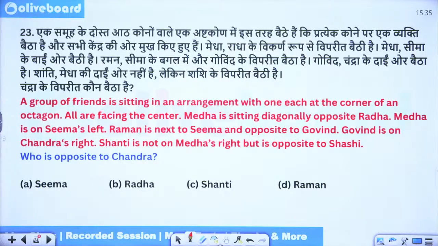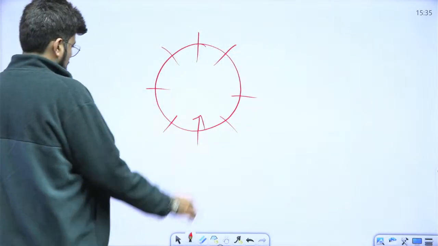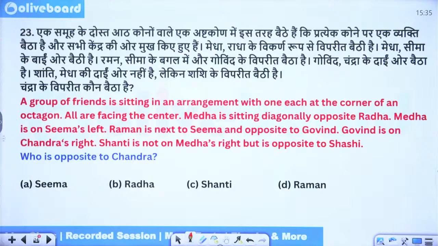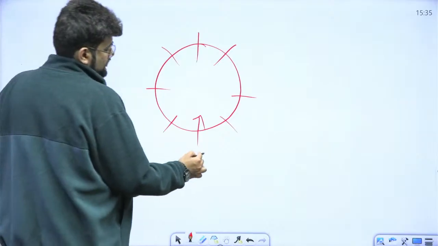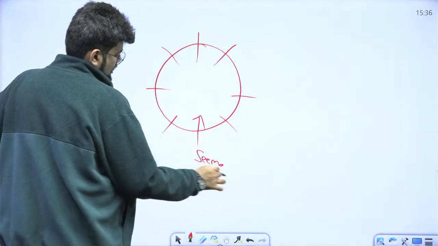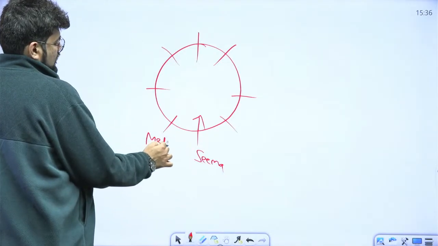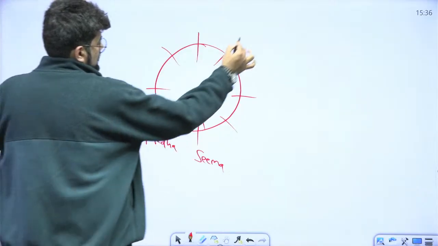All are facing the center. Medha is sitting diagonally opposite Radha. Let's not start there. Medha is on Seema's left. So if this is Seema, this is Medha. Because there is nowhere they have used the word immediate. So this is Radha.